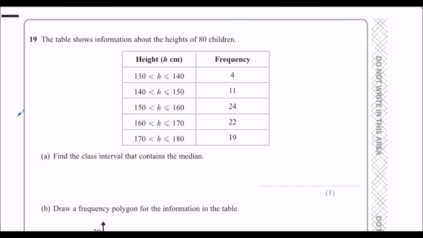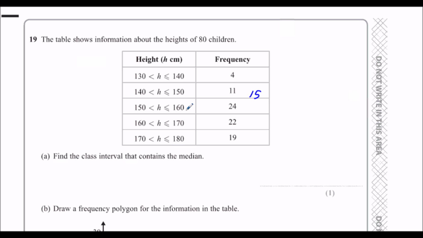Question 19. The table shows information about the heights of 80 children. Find the class interval that contains the median. So the median's the middle number. So the middle child, where's the middle child? So we've got 4. So imagine they're all lined up in terms of height. You've got 4 between 130 and 140. Then 11 between 140 and 150. So we've had 15 children so far on the line.